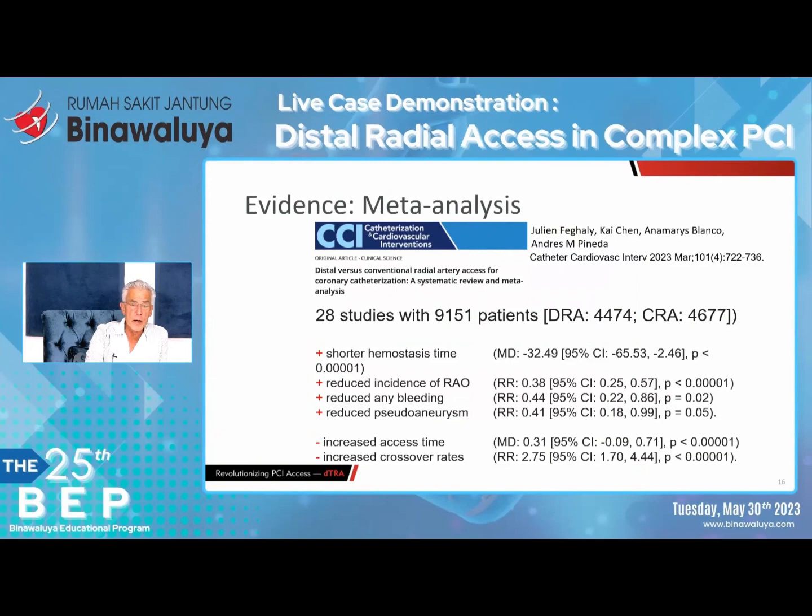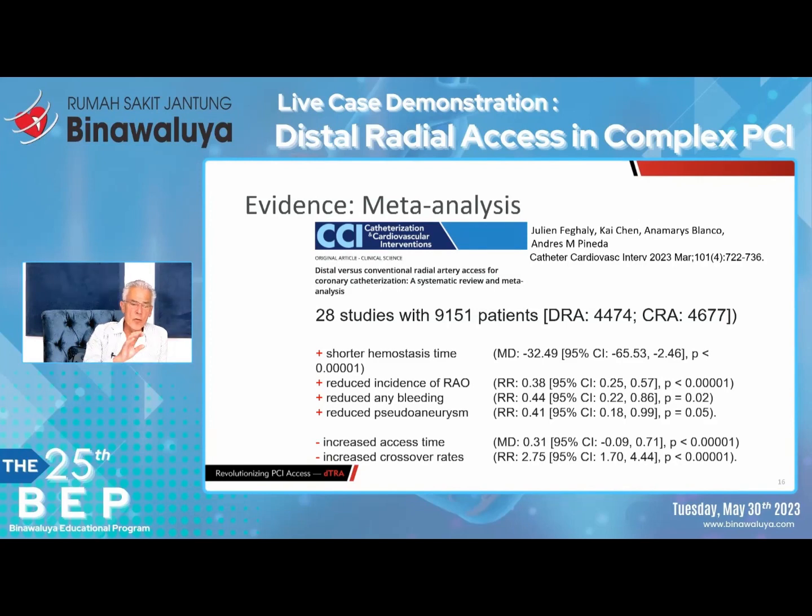meta-analysis that has been published in March this year, where 28 studies with over 9,000 patients were analyzed. Distal radial access resulted in shorter hemostasis times, reduced incidence of radial artery occlusion, very significant, reduced bleeding, also significant, and reduced pseudoaneurysm formation, also significant. But on the other hand, the negative side: increased access time and increased crossover rates. And I just want to mention here that a crossover from the snuffbox to a few centimeters more proximal is actually not a clinically and procedurally relevant issue.